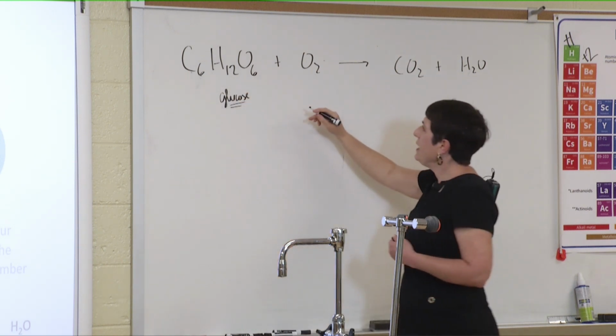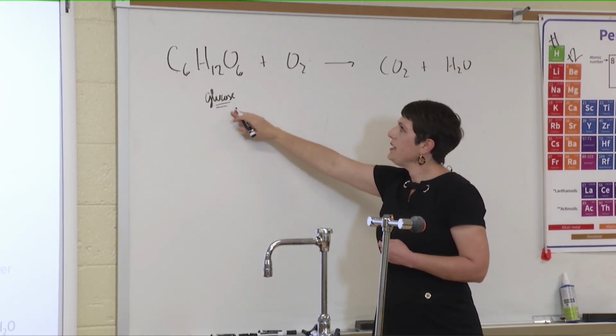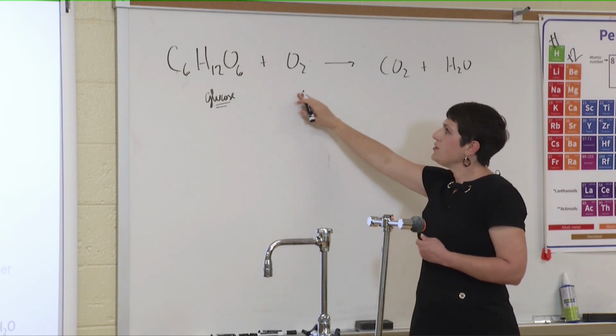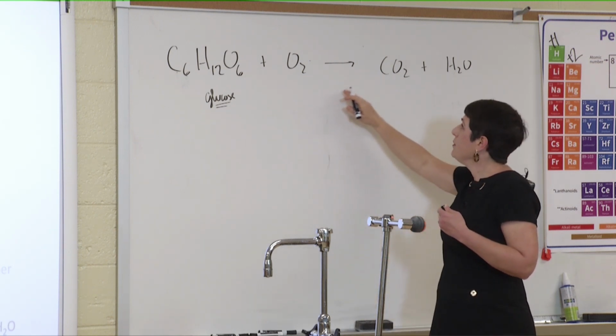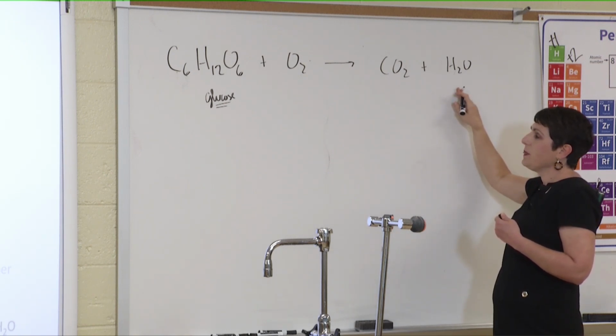Okay? And in the cells, so that we intake glucose with what we eat, and at the cellular level, our cells use the glucose. Oxygen we bring in when we breathe, and then we breathe out CO2, and our cells absorb the water.